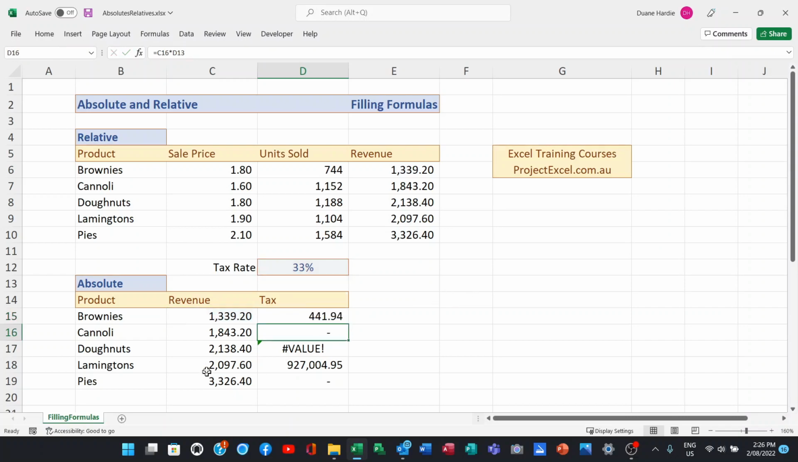If I hit enter now, go back to that cell and fill it down, it's all correct because the first one is C15 times D12. The next one is C16 times D12. So D12 stays in the formula all the way down. That's what an absolute reference is.